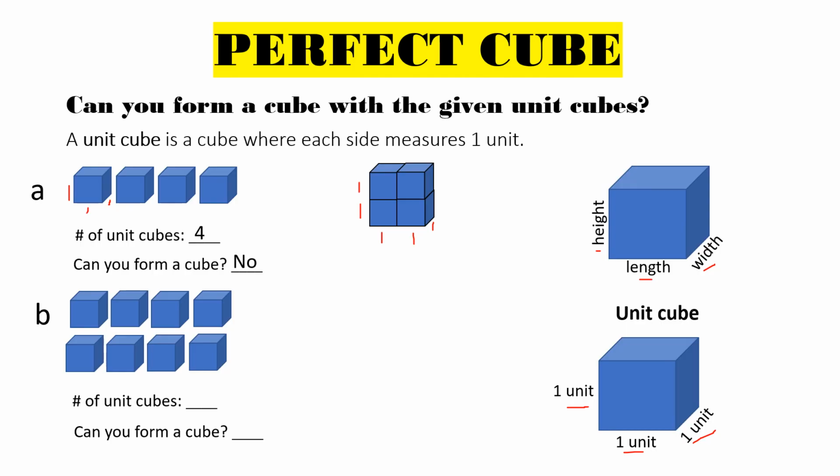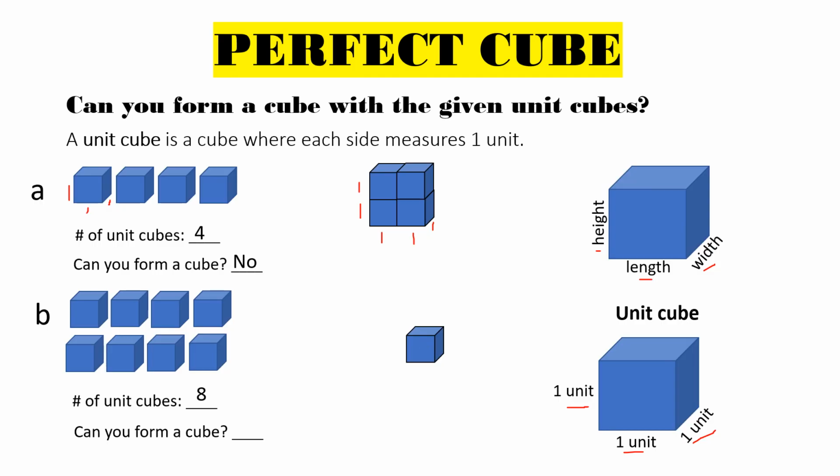All right, so let's have letter B. Simply count the unit cubes. Once again, how many unit cubes do we have, class? Let's count. 1, 2, 3, 4, 5, 6, 7, 8. So we have 8 unit cubes. Next question, can you form a cube? Let's combine the unit cubes.